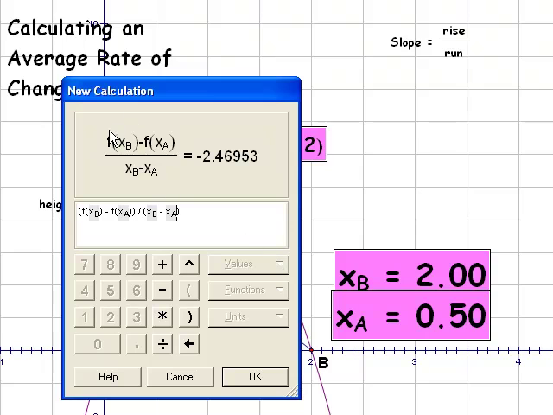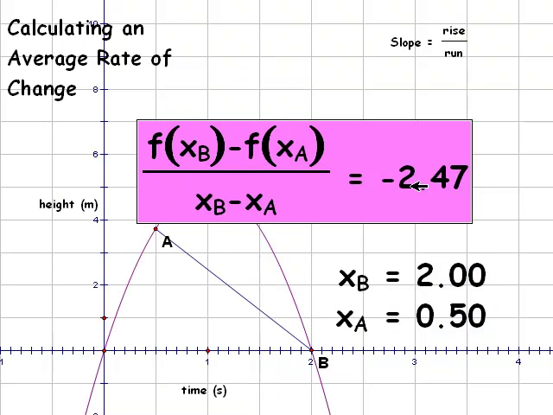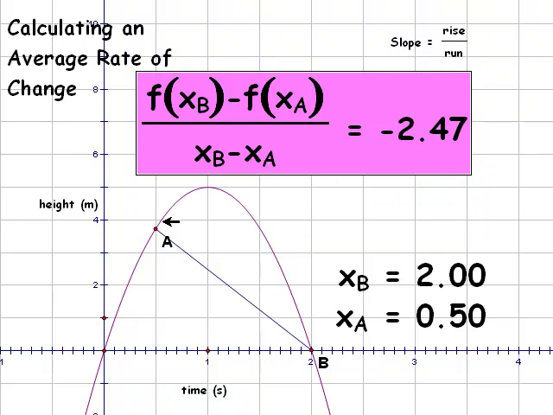So there, I've calculated the rise over the run, and the average rate of change is negative 2.47 meters per second. And if I look at the slope of this, what's known as a secant, I can see that that makes perfect sense. The ball, on average, is dropping between these 2 points, even though it goes up for a portion of the domain of this function. On average, it's dropping, and I can see that the slope is negative 2.47.